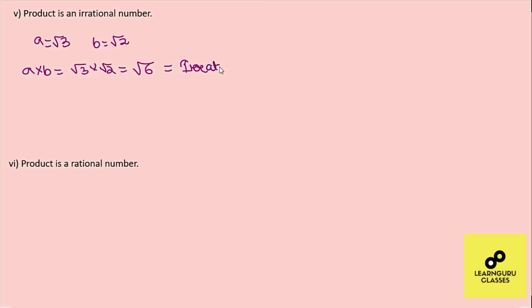Product is a rational number. So a equal to root over 3, b is the same number, b is also equal to root over 3. So a into b, if you do root over 3 into root over 3, will give you 3. So 3 is a rational number.